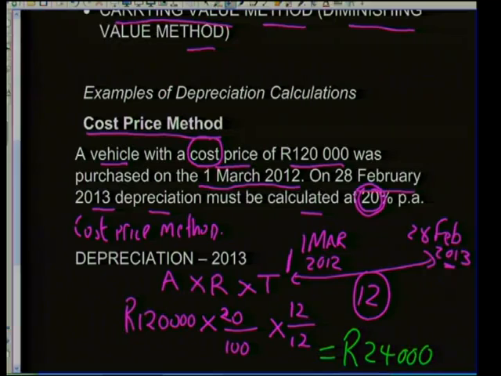Okay, right. So very quickly, guys, one more time. When we're using the cost price method, we're taking the actual cost of the asset, multiplying it by the rate of depreciation as well as the number of months that this asset was used for this financial year. Okay, right, that was the first method of depreciation. Let's now move on to the second method, which is your diminishing value method.